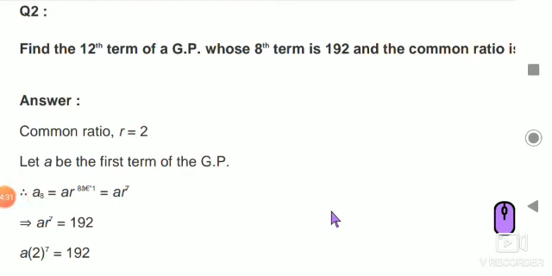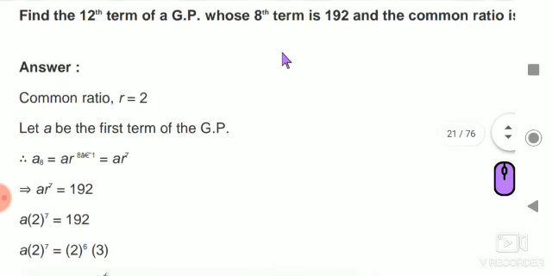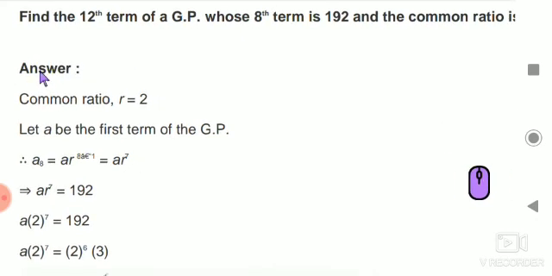Dear students, let me solve one more example. Find the 12th term of a GP whose 8th term is 192 and the common ratio is 2. Let me begin with the solution of this problem. The given common ratio is R is equal to 2. Let A be the first term of the geometric progression. The eighth term of the given geometric progression is a8 equals a into r to the power n minus 1, that is 8 minus 1, that gives 7. Therefore, it is a into r to the power 7.